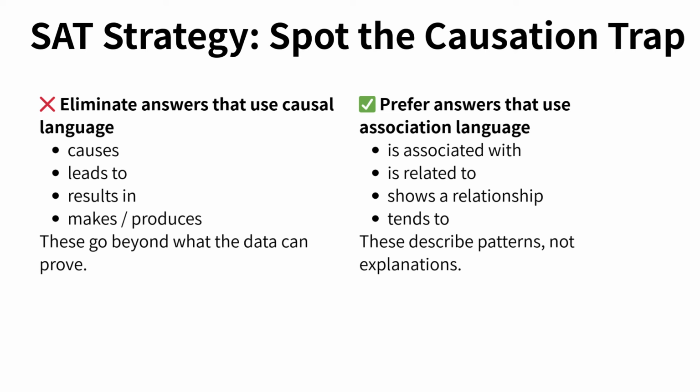Phrases like is associated with, is related to, shows a relationship, or tends to describe patterns without explaining why they happen. Here's the quick SAT rule to remember. If the data come from a table or scatterplot, causation is almost never justified. Spot that trap, and you can eliminate wrong answers fast, often before you even start calculating.